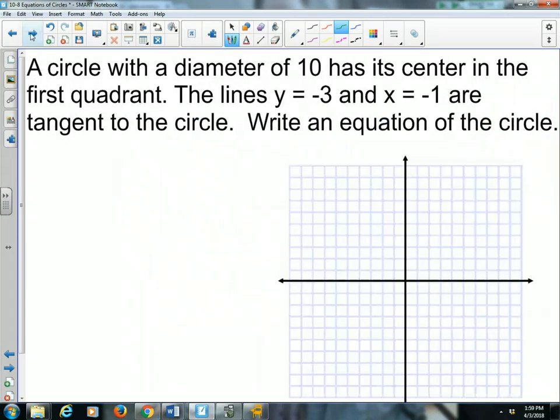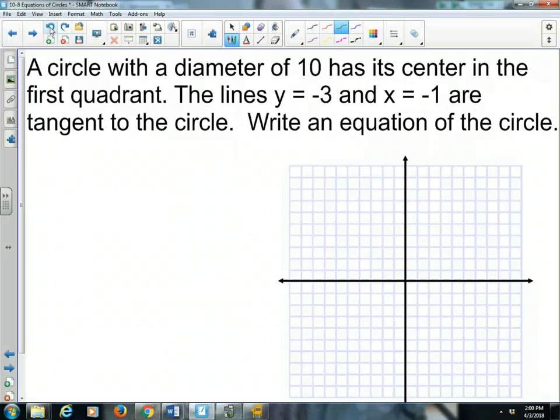Probably the toughest one of the day comes with this one right here, but nothing too tough that you guys can't do. You guys can do this one. A circle with a diameter of 10 has its center in the first quadrant. So here's the first quadrant right here. Right? All of this is the first quadrant. Okay? And the lines y equals a -3 and x equals a -1 are tangent to the circle.